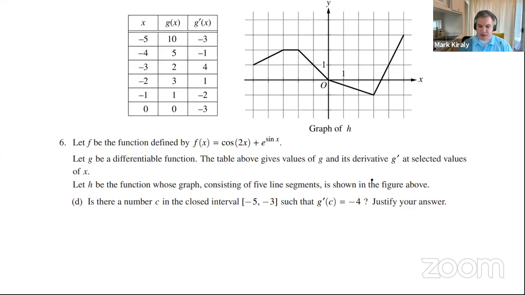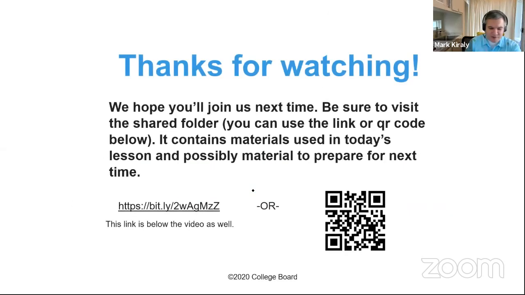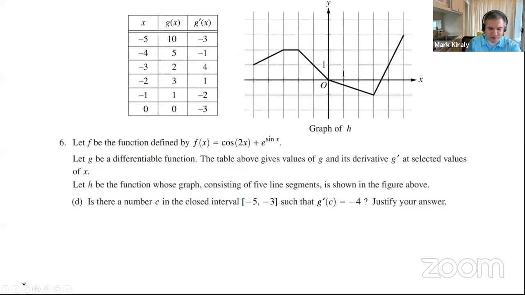Is there a number C in the closed interval -5 to -3 such that G prime of C equals -4? And justify your answer. This sounds very familiar. Try to check if there's a. Oh no! What'd you do? Sorry about that. It did not give me the pen. Okay, so I was trying to do this. These are values of x, right? So we're looking at this row in the table and this row in the table.